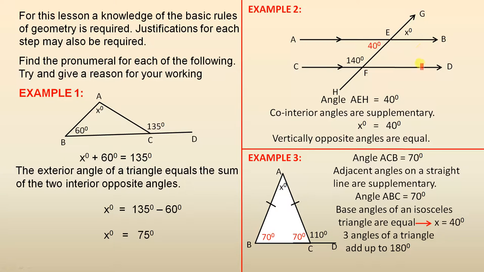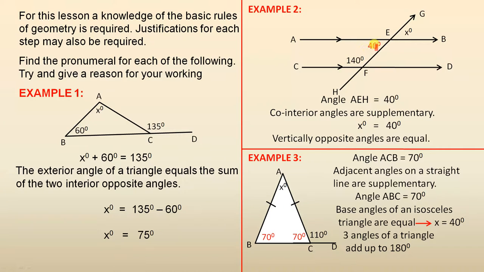Example 2, we have two parallel lines cut by a transversal. We're given that that's 140 and that's x. Wherever you see a red here, that's part of the working. So let's see how we arrive at that. Angle AEH is 40 degrees. So AEH, which is that angle there, is 40. And the reason for that is the co-interior angles are supplementary.